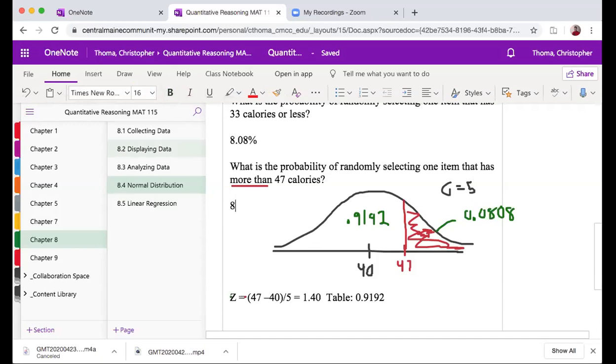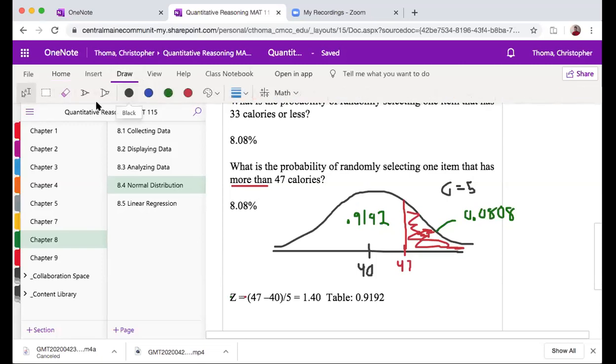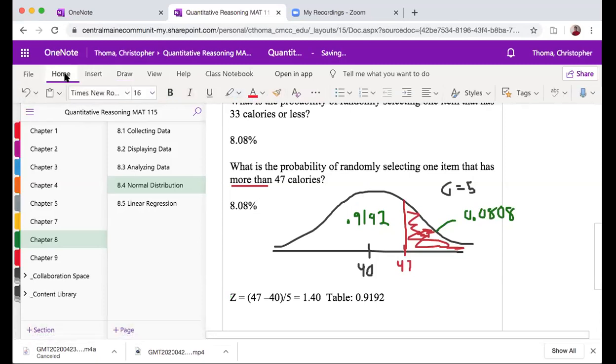Does stats only teach normal distribution? Yes. I do a little bit more when we get into confidence intervals and hypothesis testing. We do a little bit of the t and a little bit of a chi-squared, but that's as far as we go.